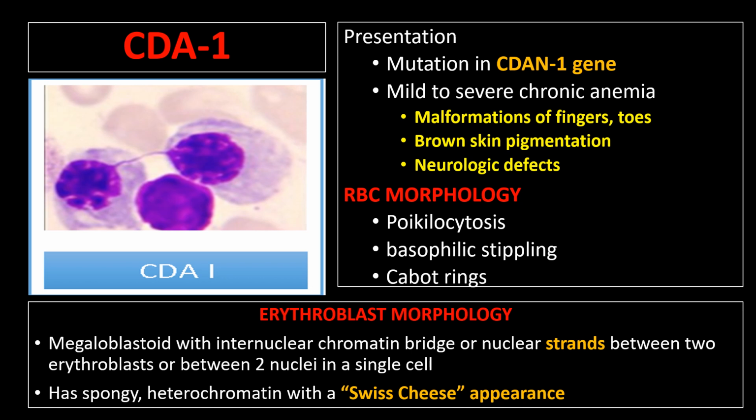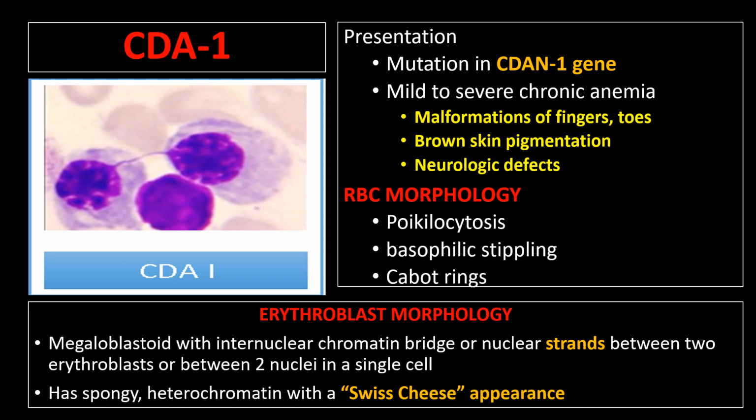So what are the key features for CDA1? These patients will manifest malformation of the fingers and toes, will have pigmentation of the skin, brown pigmentation of the skin, and also have neurologic defects. For the red blood cell morphology for this type of CDA, this has poikilocytosis, presence of basophilic stippling, and Cabot rings. So I hope that you can still remember the appearance of your basophilic stipplings and your Cabot rings.